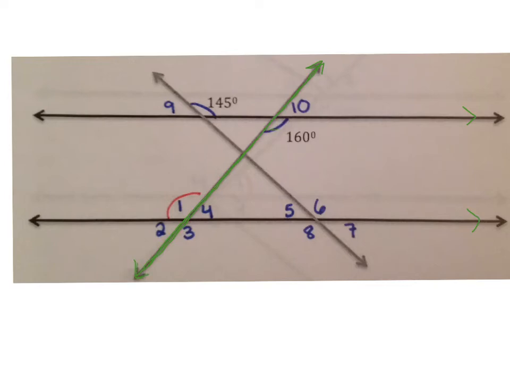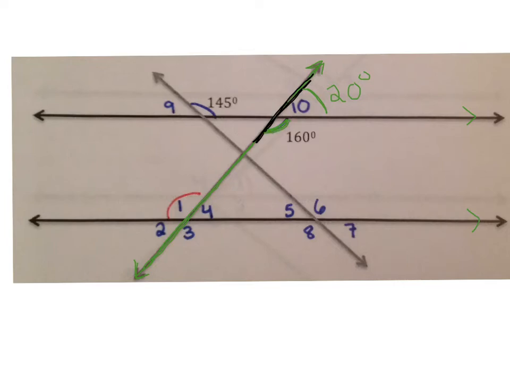We are given this angle, which is 160 degrees. So let's see, what else can we figure out? If you look right here, this makes a straight line, and a straight line is 180, so that means measure angle 10 is going to have to be 20 degrees, because 160 and 20 make 180. Alright, let's keep going.